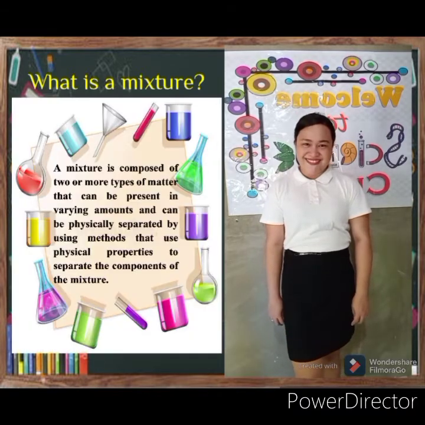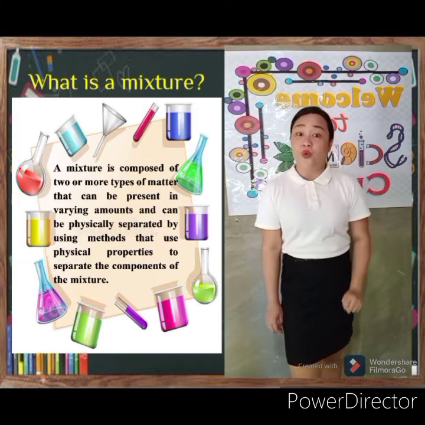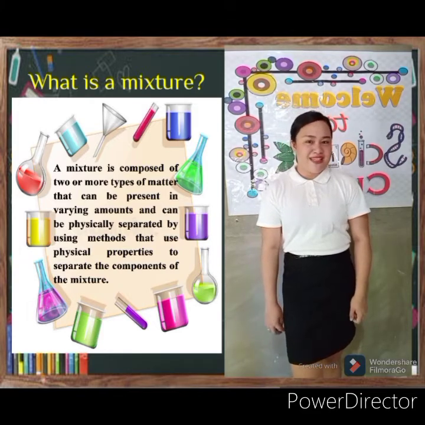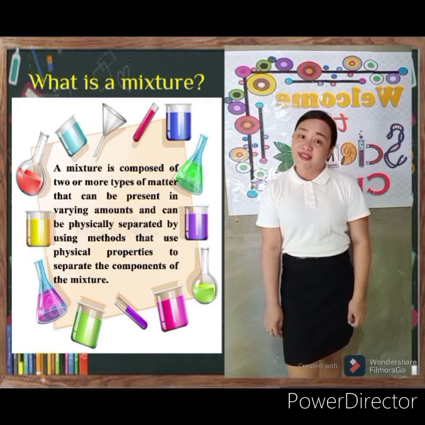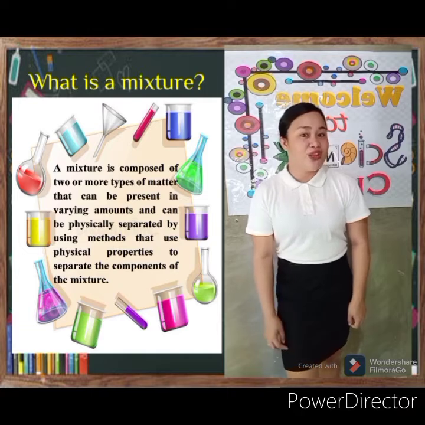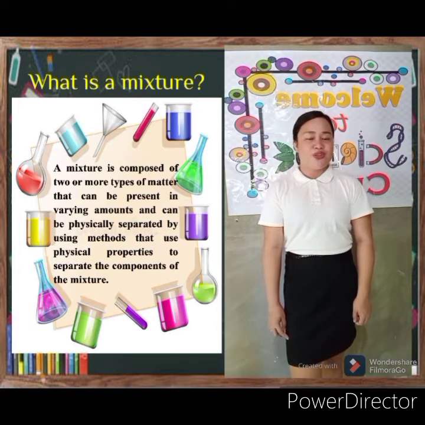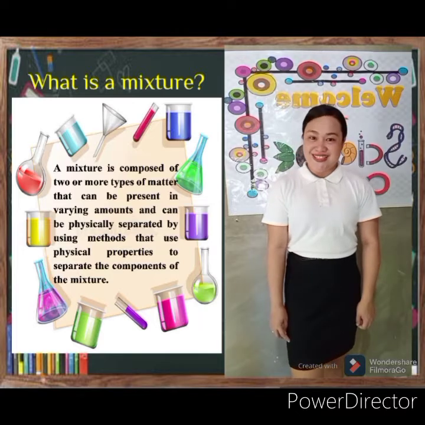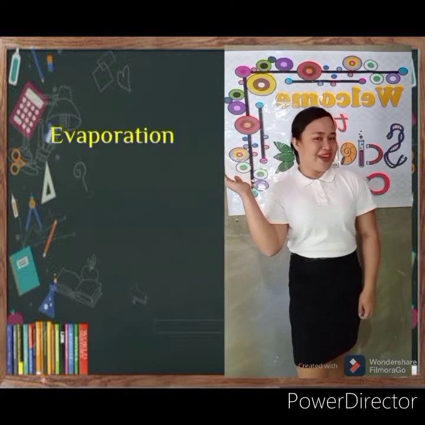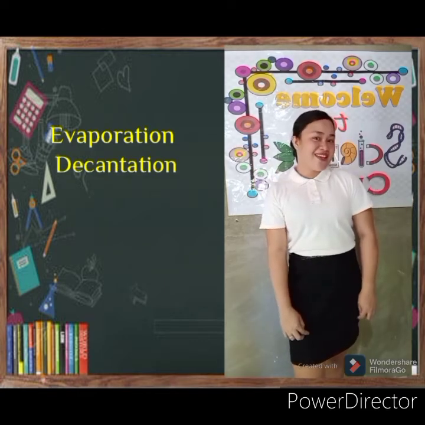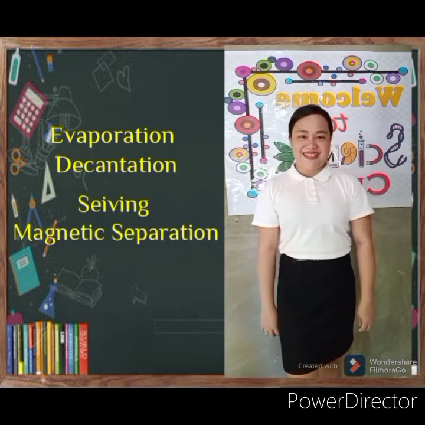A mixture is composed of two or more different types of matter and can be present in varying amounts and can be physically separated using methods that use physical properties to separate the components of a mixture, such as evaporation, decantation, sieving, and using magnetic separation.